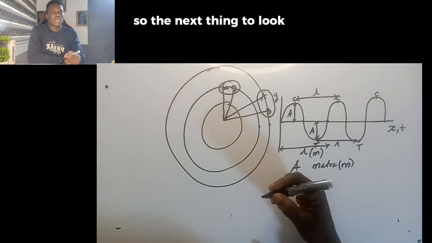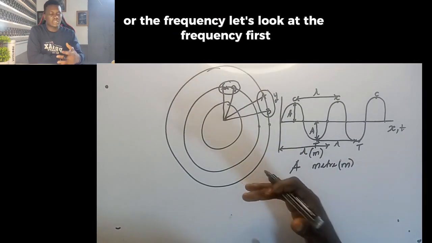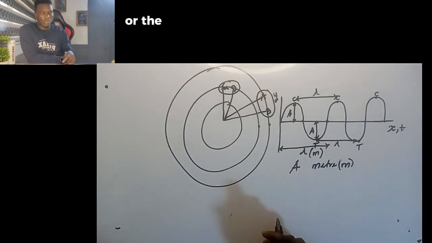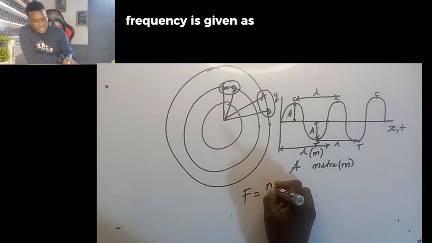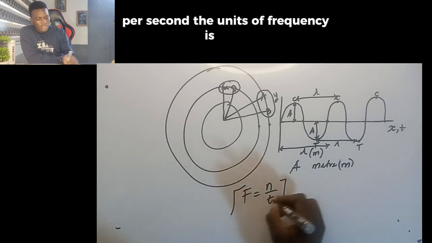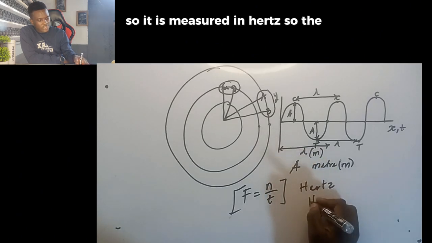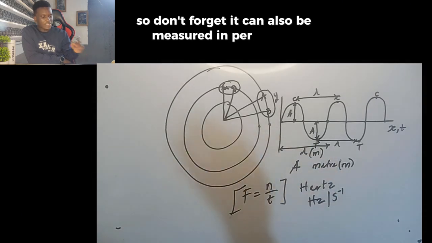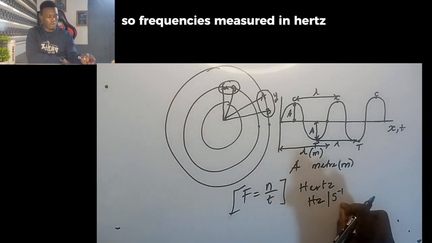So the next thing to look at is what we call the period or the frequency. Let's look at the frequency first. The frequency is talking about the number of waves or the number of oscillations you have per second. So frequency is given as number of oscillations per second. The unit of frequency is hertz, so it is measured in hertz. The symbol is Hz. Don't forget, it can also be measured in per second. So frequency is measured in hertz or per second.